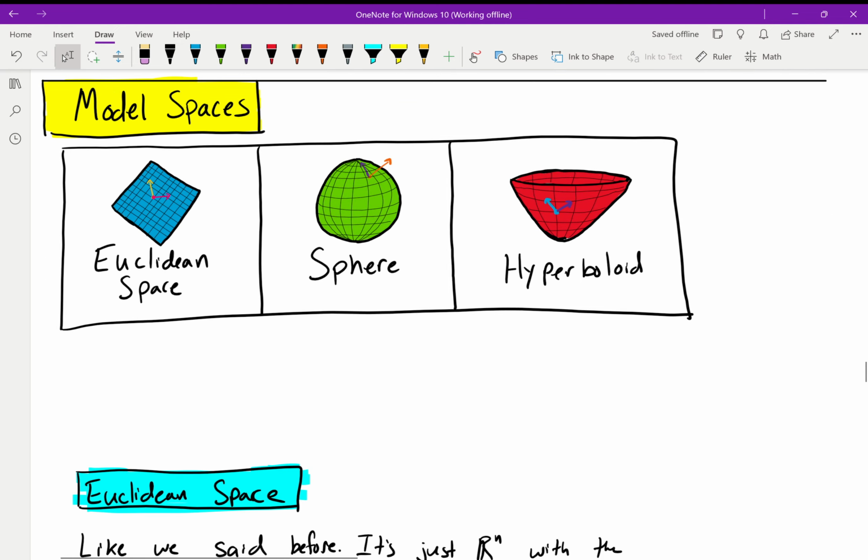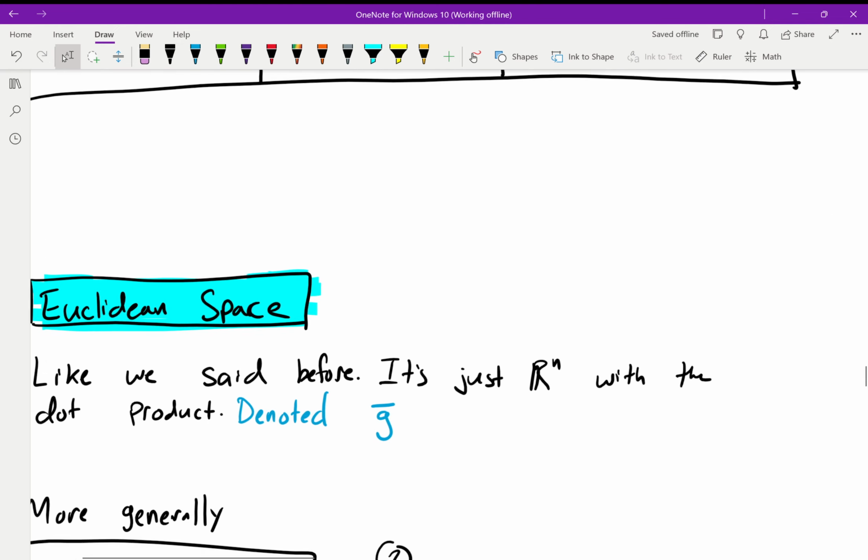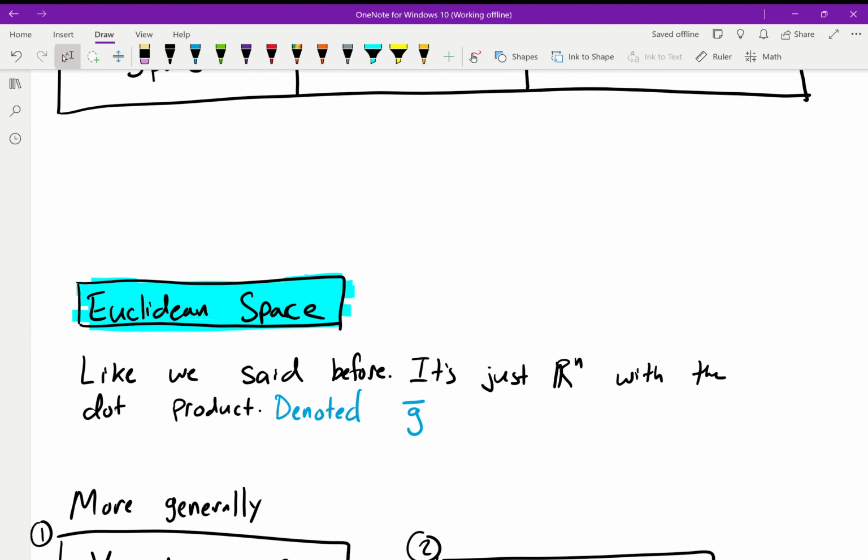So first we'll start with Euclidean space. You know it, you love it. But like we said earlier, the natural metric to put on this is just your dot product. And we usually denote this G bar. I think it's interesting to put a bar because the bar is flat and Euclidean space is, for all intents and purposes, flat. Not in the musical sense, as we were talking about before, though.